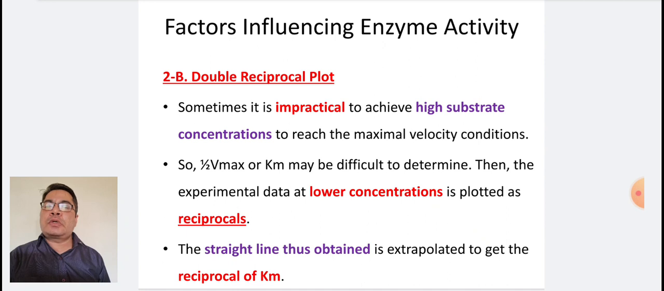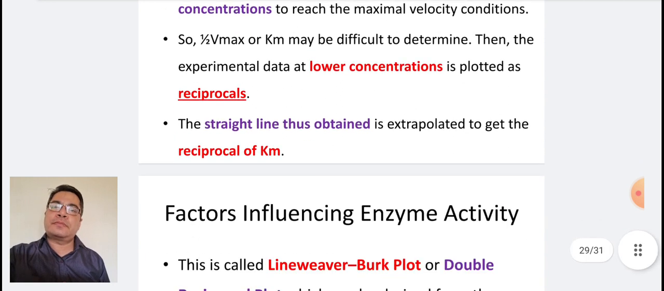Double reciprocal plot. Sometimes it is impractical to achieve high substrate concentration to reach the maximum velocity conditions. So half Vmax or Km may be difficult to determine. Then the experimental data at lower concentrations is plotted as reciprocals. The straight line thus obtained is extrapolated to the reciprocal of Km.